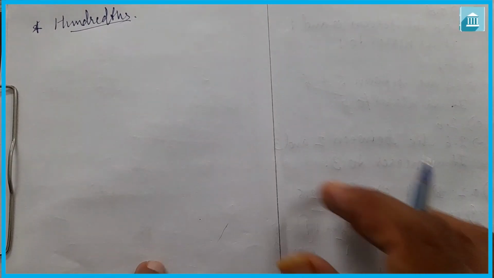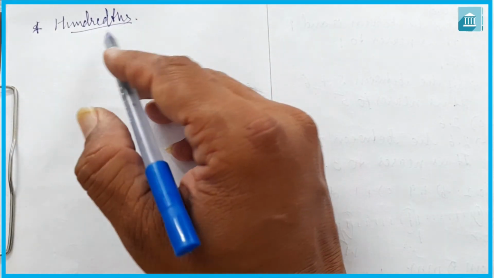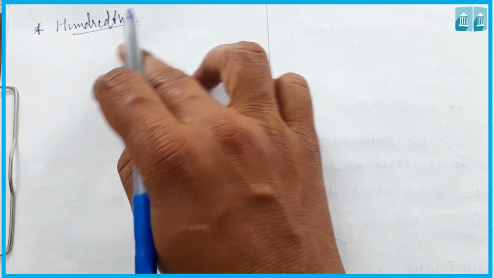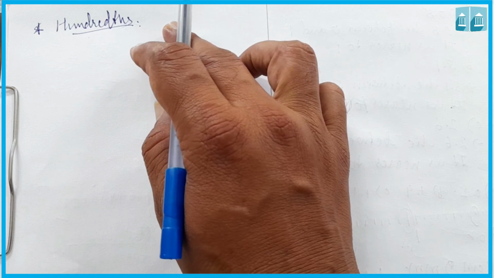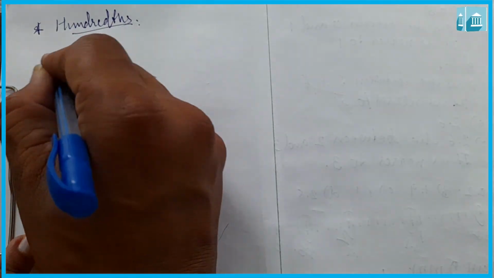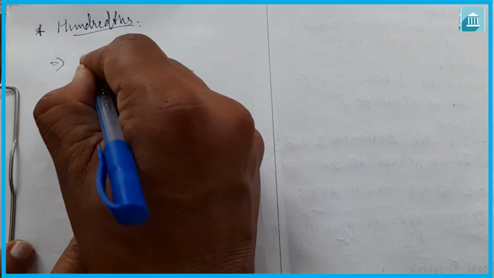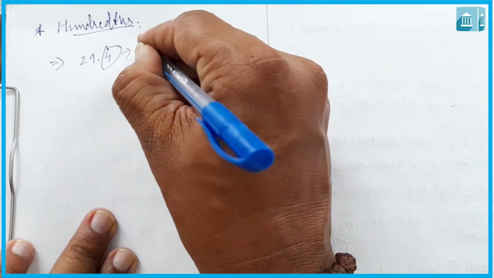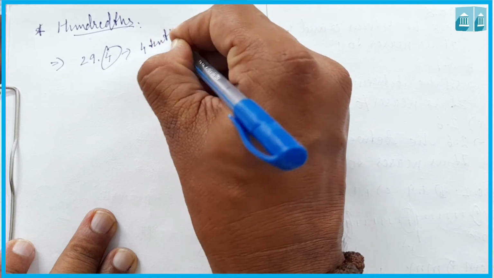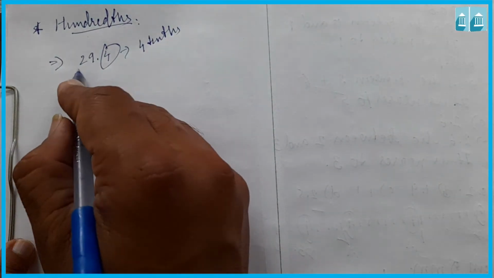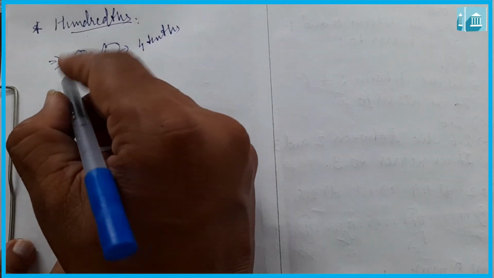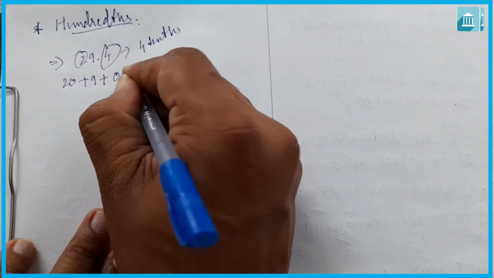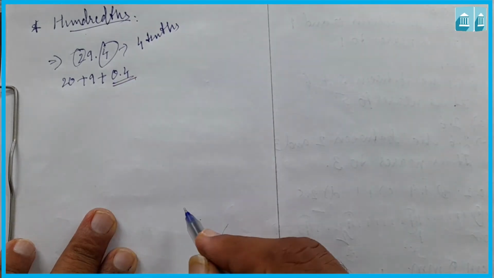Welcome dear children. In this session we are going to learn about hundredth in decimal. What is the place of hundredth in decimal? We had already learned about tenth. Suppose we have 29.4, then this 4 is known as 4 tenth. In this, you can write 20 plus 9 plus 0.4. This is your 4 tenth.